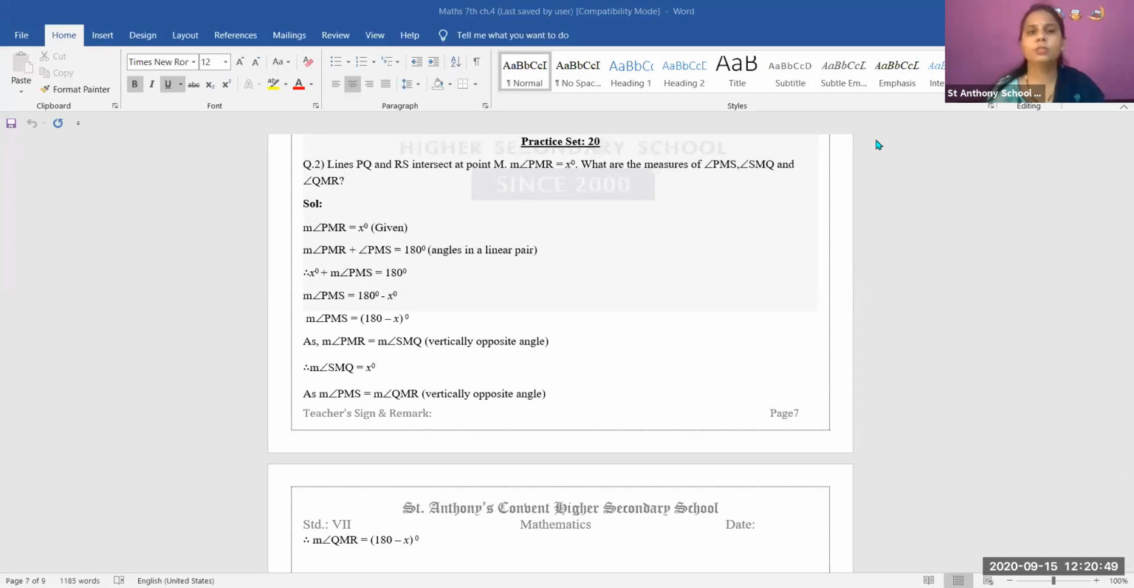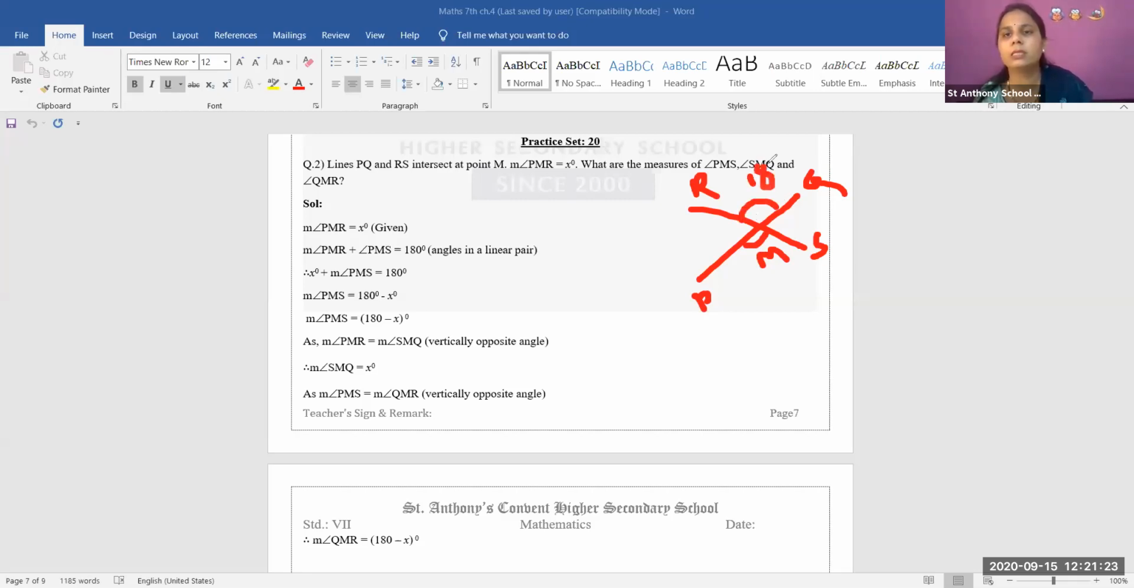Sorry for the disturbance, students. So angle PMR, here we have completed this. Measure of angle PMS is equal to what? 180 minus x, right? Now PMR is equal to angle SMQ. See, if this is angle M, and if this is PQ, and if this is RS, so this PMS, we have found out 180 minus x. So RMQ will also be equal to 180 minus x. RMQ is also equal to 180 minus x.